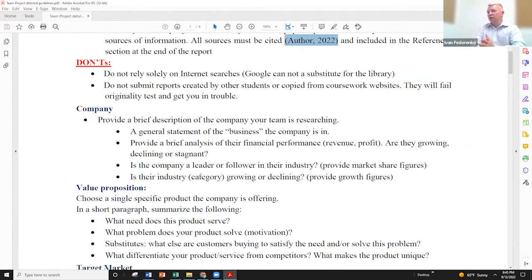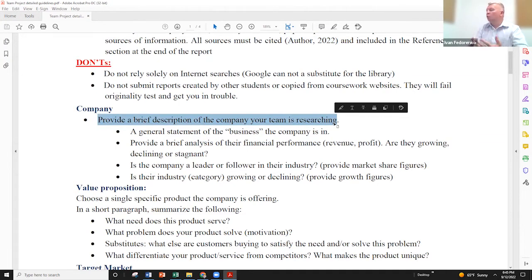What should be included in your report? First, start from a company description. What is this company? What do they do? What business are they in? This company provides retail banking services. This company manufactures and sells apparel and athleisure items.